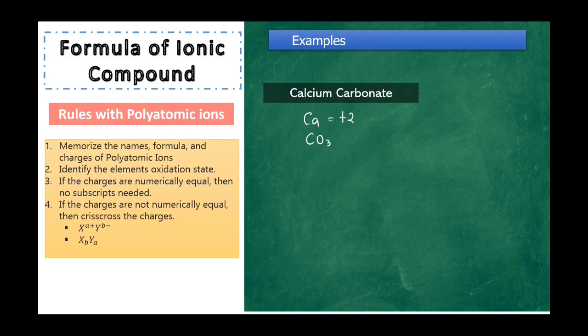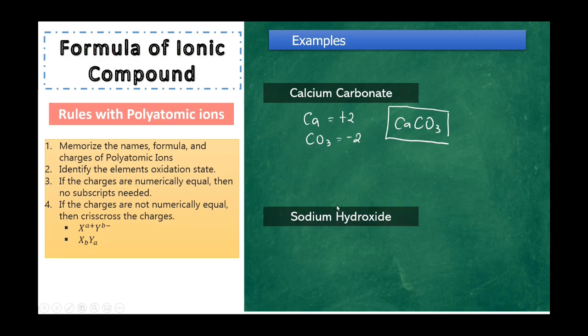Okay, so it is negative 2. So this one class, they have the same charges. Therefore, you will just write CaCO3. So this is the formula for calcium carbonate.